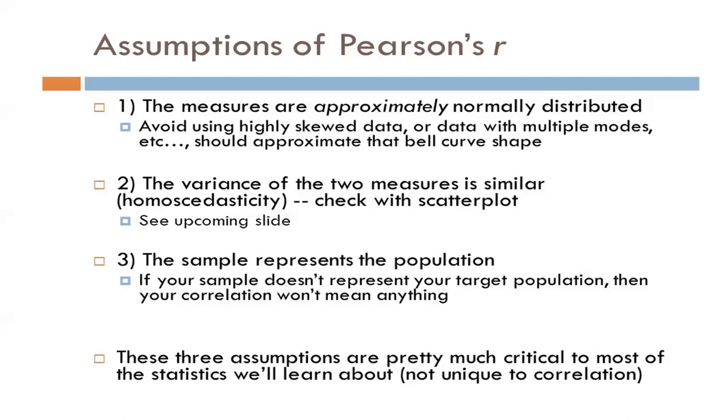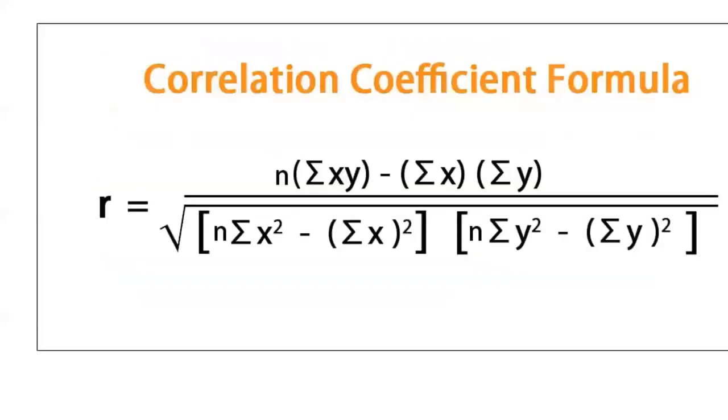These are the three important assumptions related to Pearson's coefficient of correlation. The first is normal distribution, then the variance of the two variables should be the same, and the sample should represent the population.